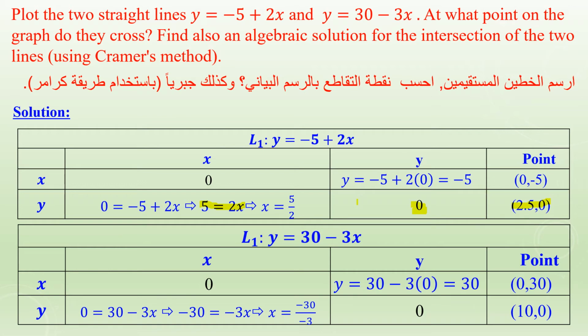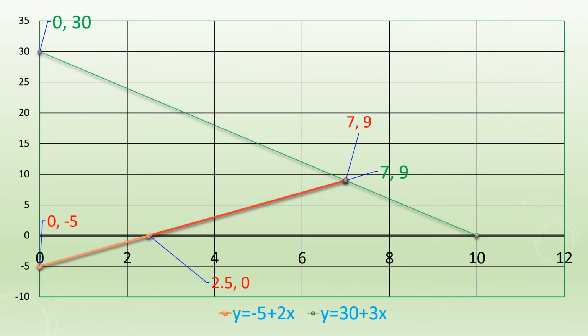For the second line, I put x equal 0, then y equals 30 minus 3 times 0, equals 30. The first point is 0 and 30. For the second, I put y equal 0, then 0 equals 30 minus 3x. Then I take 30 to the other side, negative 30 equals negative 3x. I divide by negative 3, then x equals 10. The other point is 10 and 0. I draw the two lines.